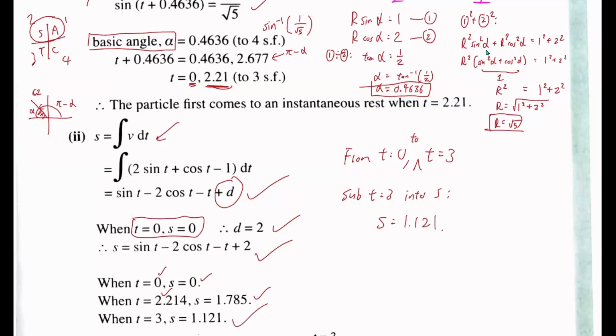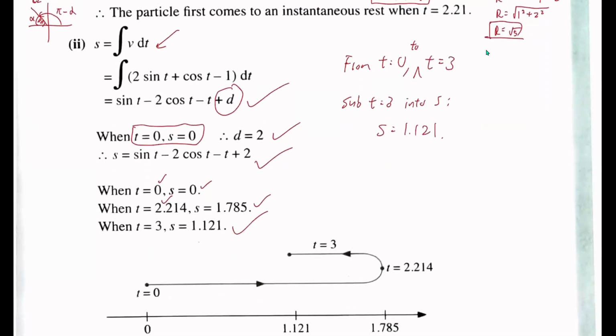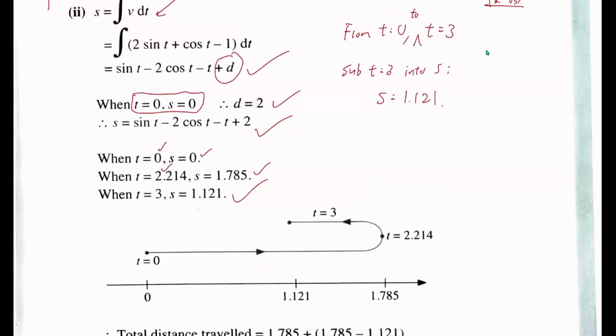Okay. And draw. Very good. Yes. So this is what happens. T equals 0, S equals 0. So you're on the starting point itself. T goes to 2.214, the S becomes positive 1.785. Positive means that you have to be towards the right. Okay, towards the right. And that's how they get that point there.